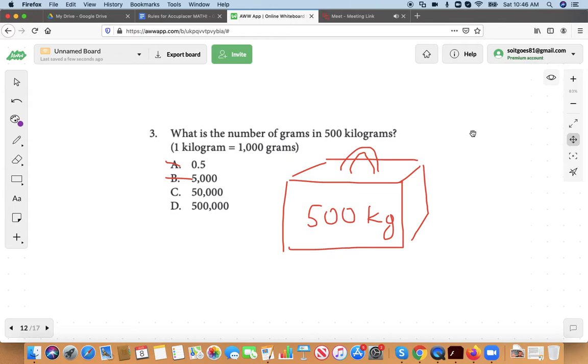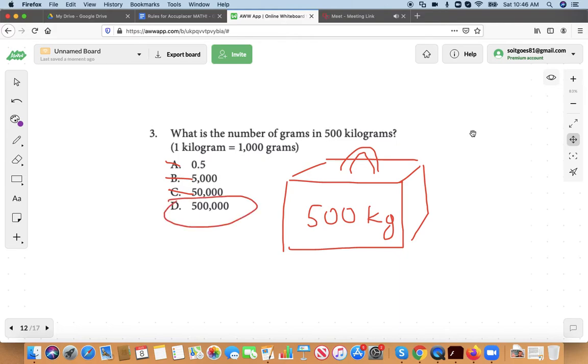Yeah, count the zeros. You can count the zeros, right? It's 5 zeros in the answer choice, absolutely. Or you could be like, well, 5 kilograms is 5,000 grams, then 50 kilograms would be 50,000 grams. Does that make sense? Yes. Okay, but answer choice C is for 50 kilograms, not 500. So it's got to be D, which it is.